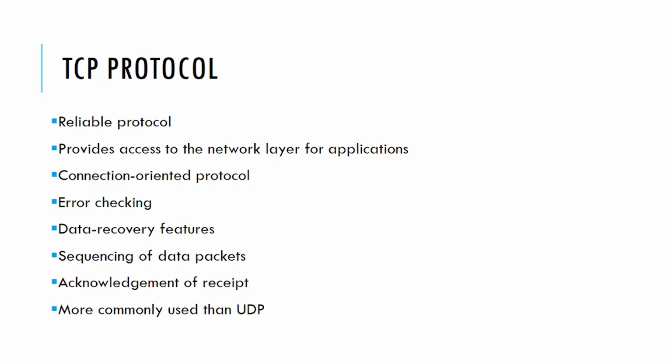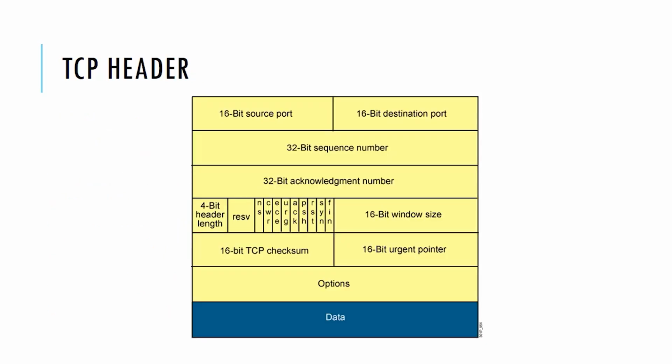It provides acknowledgement of receipt, so by this it can face the losses on the network, detect that some data are lost, and have it resent by the source. The TCP protocol, because of these features of data recovery, sequencing, and acknowledgement, is more commonly used than UDP because it is reliable and more error resilient, especially for web transfer, mail transfer, and file transfer. The TCP header is of course more complex than the UDP header.